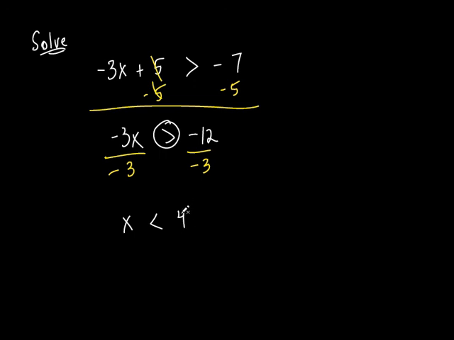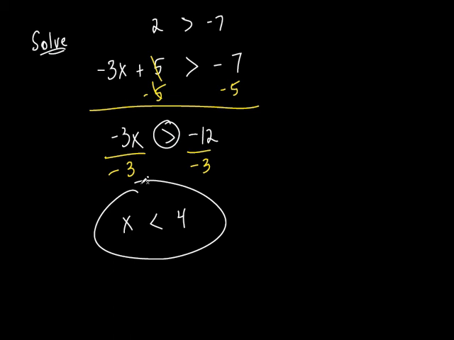Okay? You can always check to see if it works. You know, it should be fine. Pick a number that's less than 4. Pick an easy one, like 1. Negative 3 times 1 is negative 3, plus 5 is 2. Is 2 greater than negative 7? Yeah, positive 2 is greater than negative 7. So yeah, that works, doesn't it? And we're good to go.